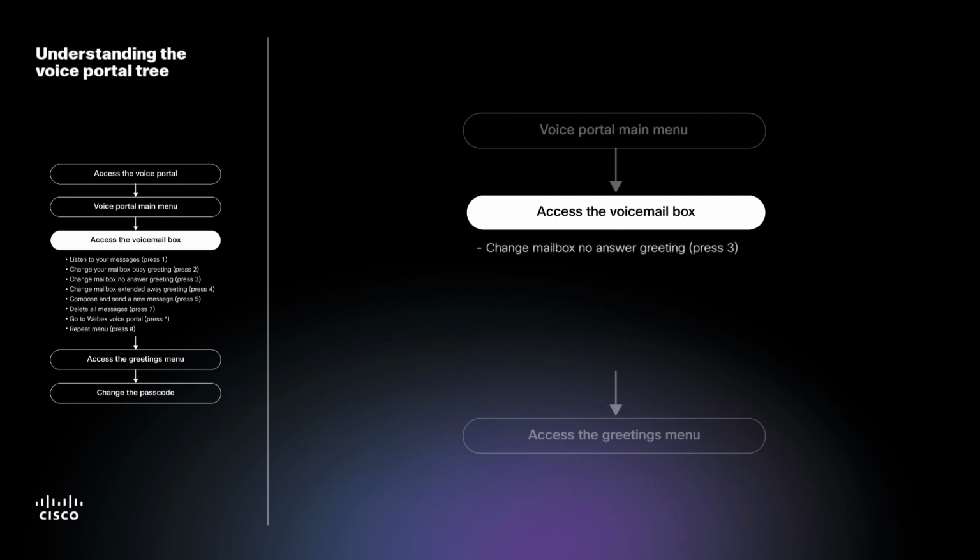If you choose to change the mailbox no-answer greeting, you can record the new no-answer greeting, play the current one, or revert to the default system greeting. If selecting to change the extended away greeting, you can record a new greeting, return to the previous menu, or repeat the options. Sending new messages is simple.